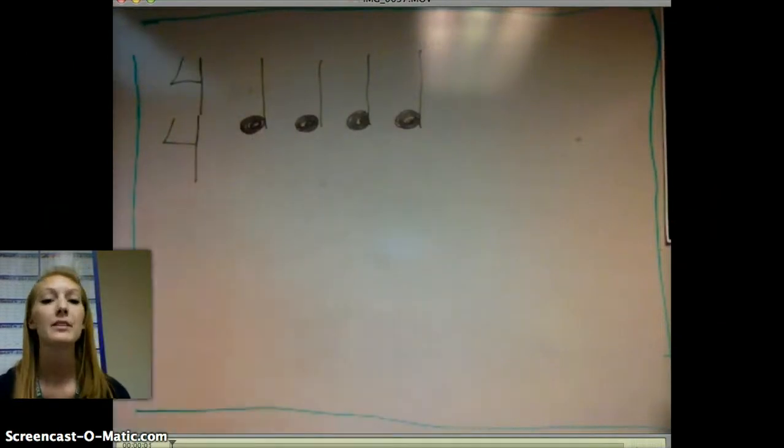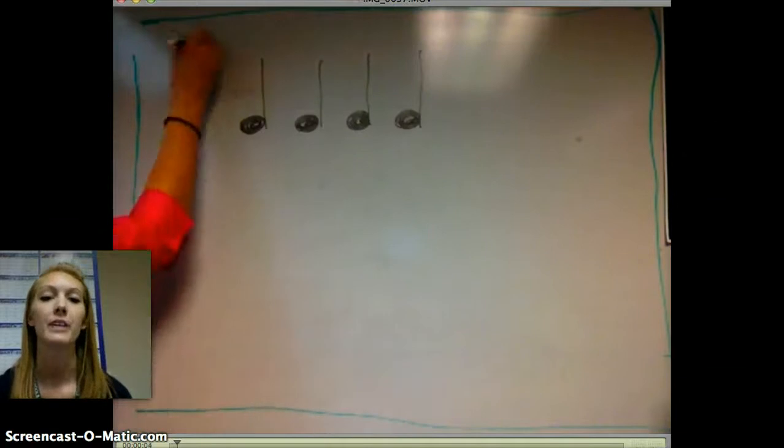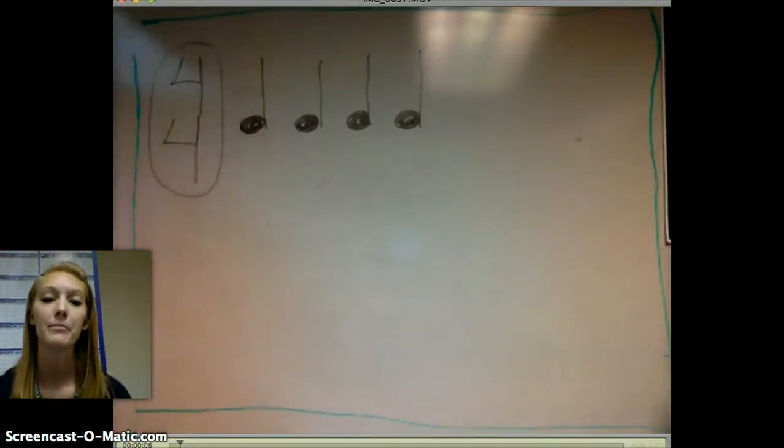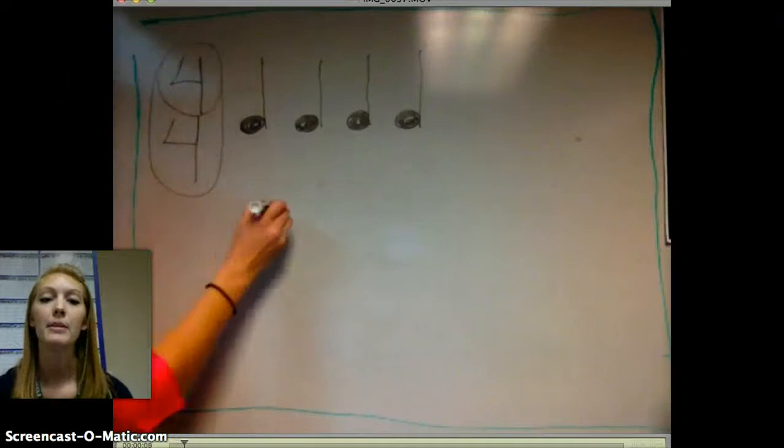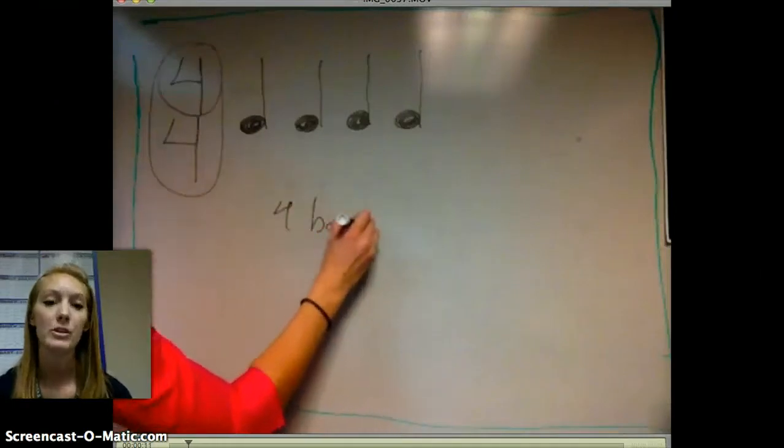The first step is to look at the time signature. In this case, it's 4/4. The top number 4 means that there will be 4 beats in a measure.